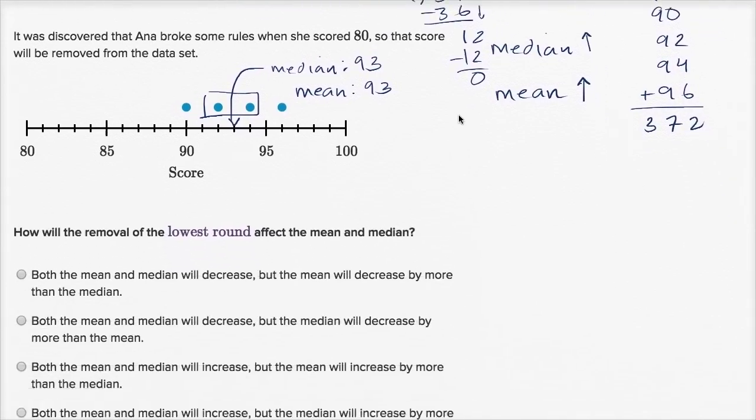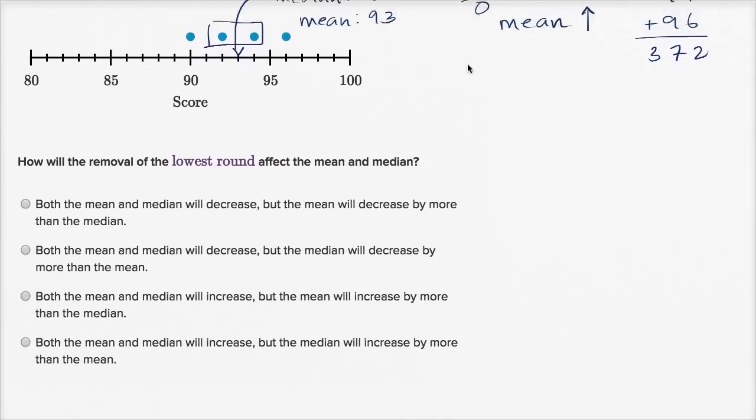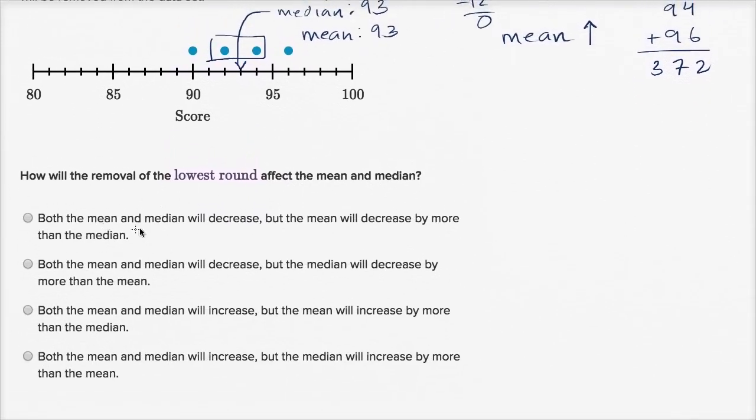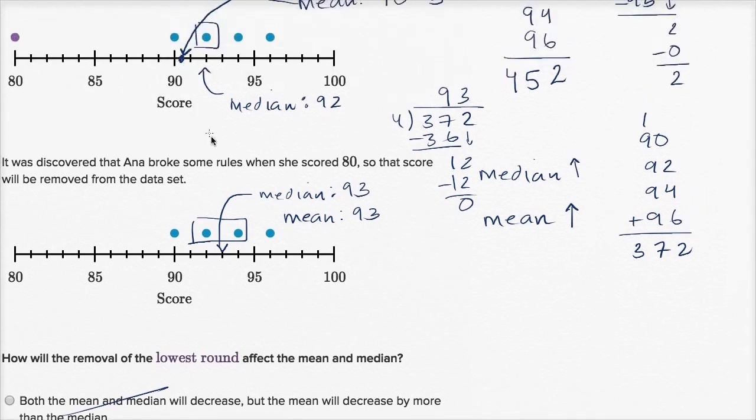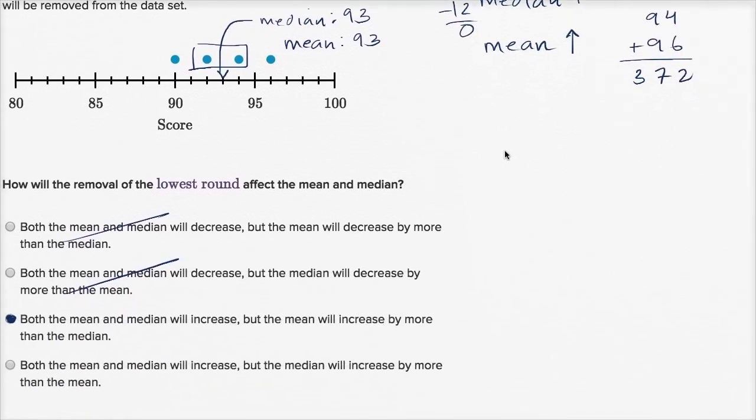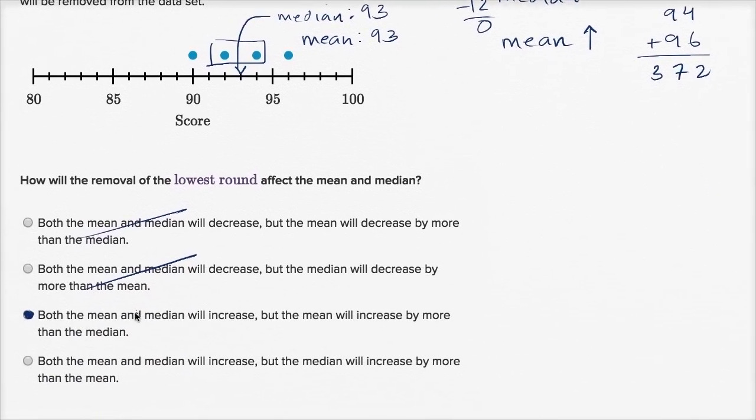But let's see which of these choices are what we just described. But the mean and the median will decrease. Nope. But the mean and the median will increase, but the mean will increase by more than the median. That's exactly what happened. The mean went from 90 and 2/5, or 90.4, to 93, and then the median only increased by 1. So this is the right answer.